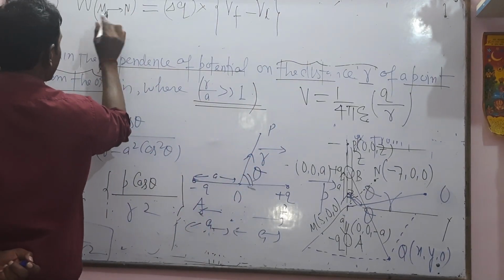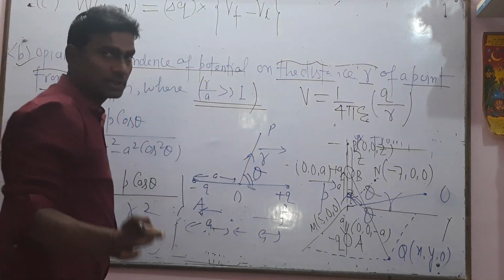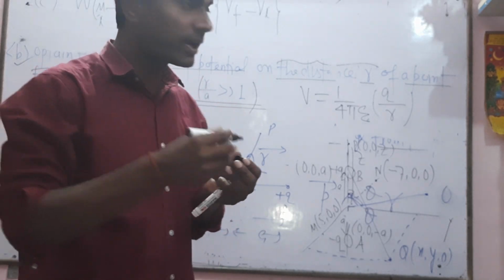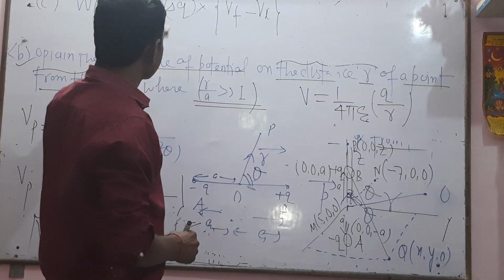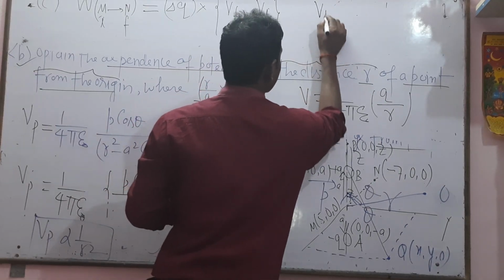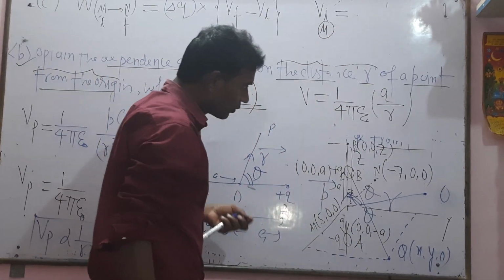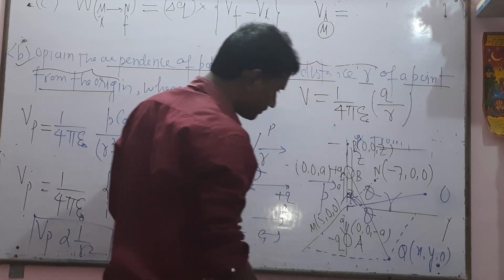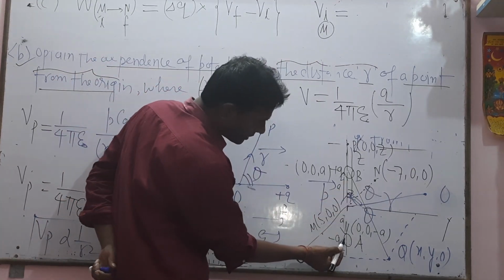So for work from m to n, this is the initial and this is the final. So delta q, because in these questions delta q is a small charge. Implies that from initial to final, work done equals delta q into (V final minus V initial). So we have to calculate the value of V initial, which means the potential at point m. This is the plus q charge, this is the minus q charge.